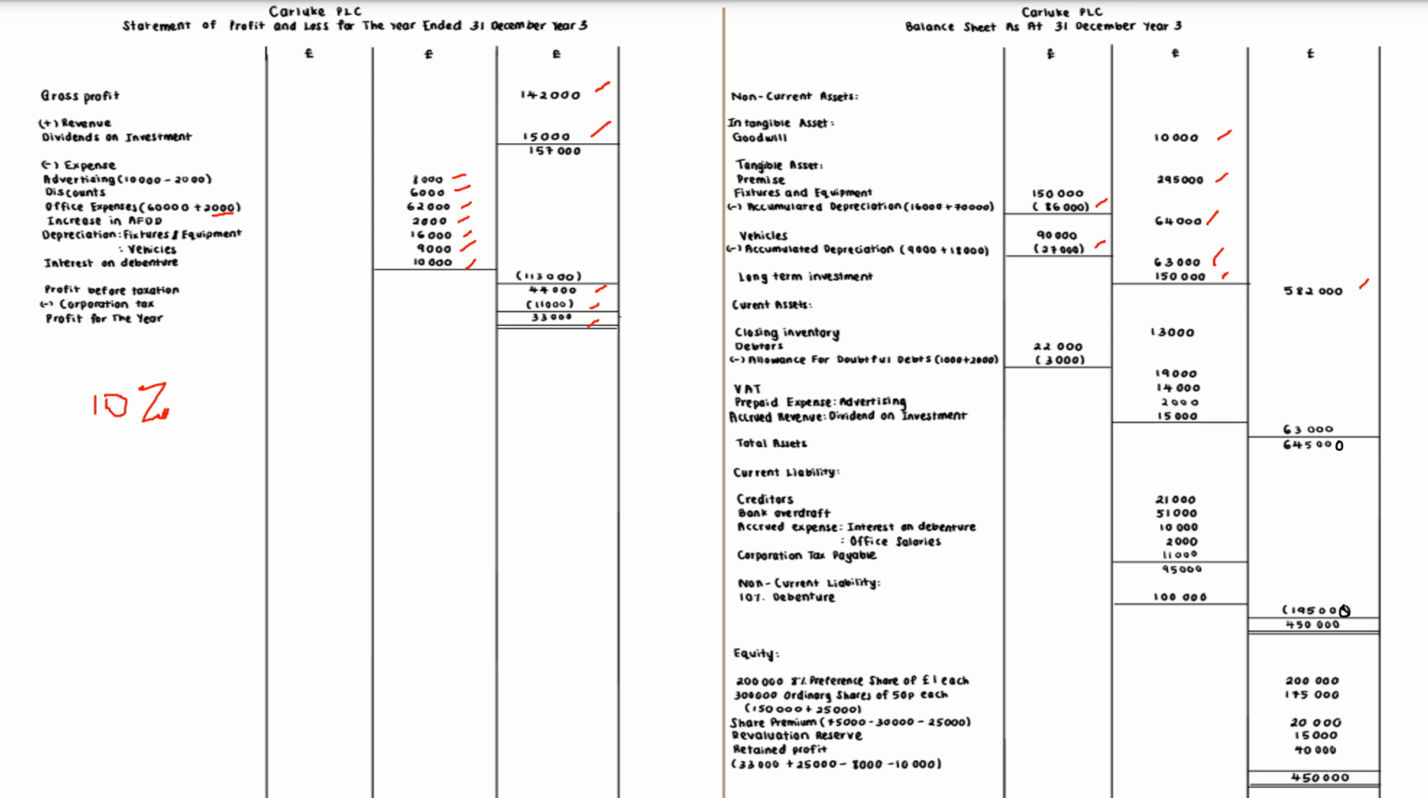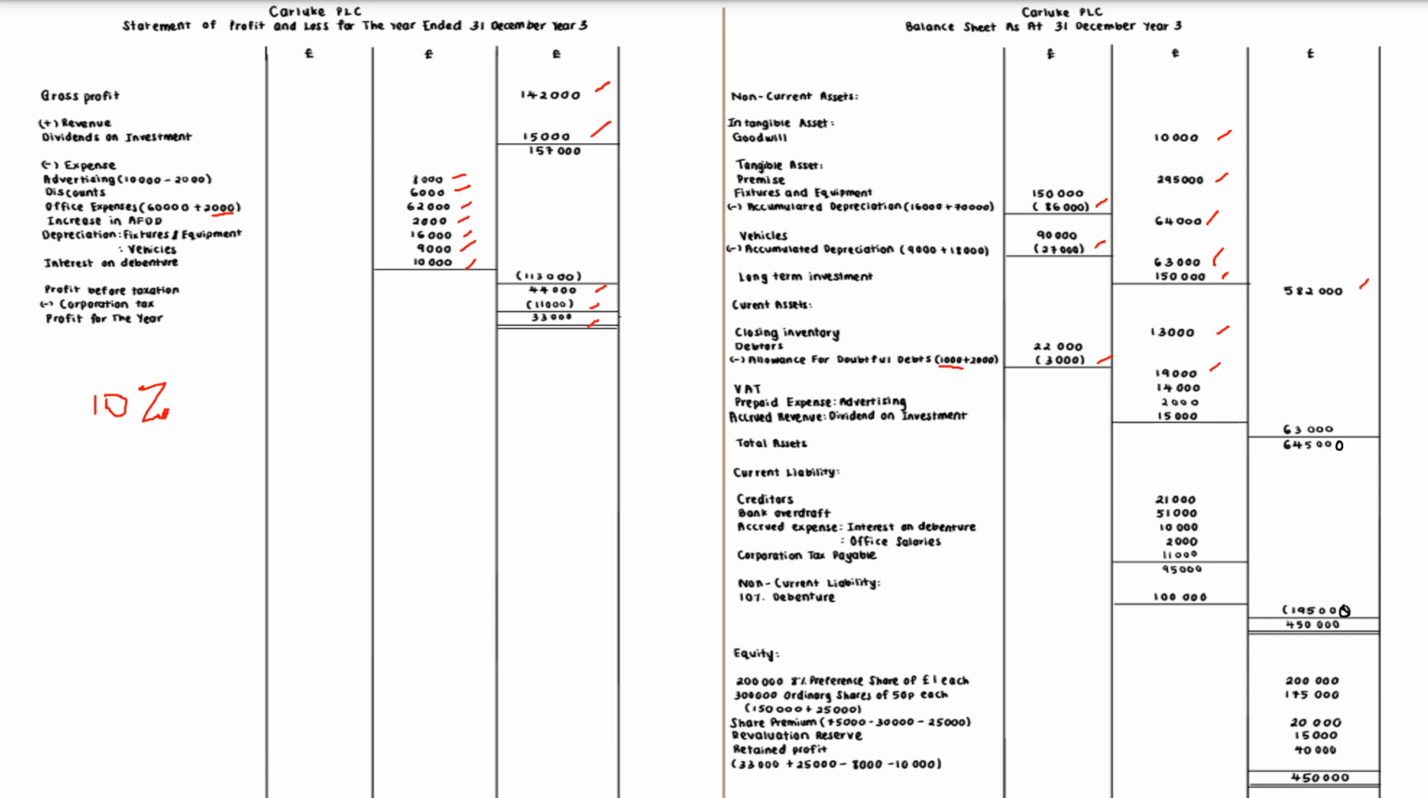Okay, next is current assets. So current assets, we have our closing inventory. You take the lower amount, and then our debtors. Debtors, you have to minus out your AFDD. So AFDD here would be the new amount, the new value. The old value was 1,000 in your trial balance. You add on the increase in AFDD of 2,000. So that becomes 3,000. So that will give you here 19,000.